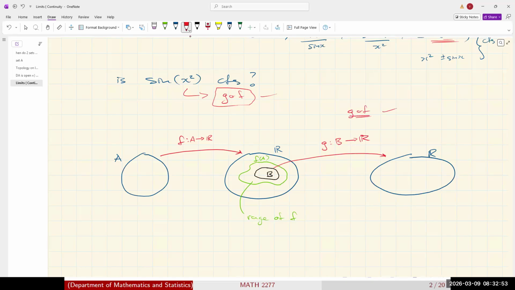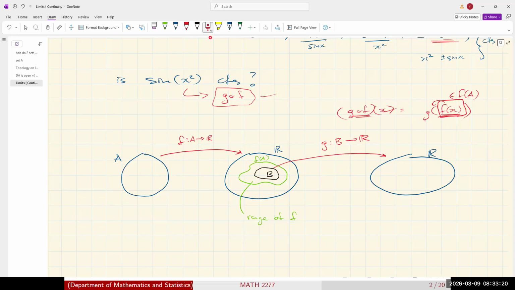Because remember, what does this mean? g composed with f of x means that you first plug x into f, and then you plug that value into g. So this value here better be in the domain of g. In other words, this value here belongs to the range of f.